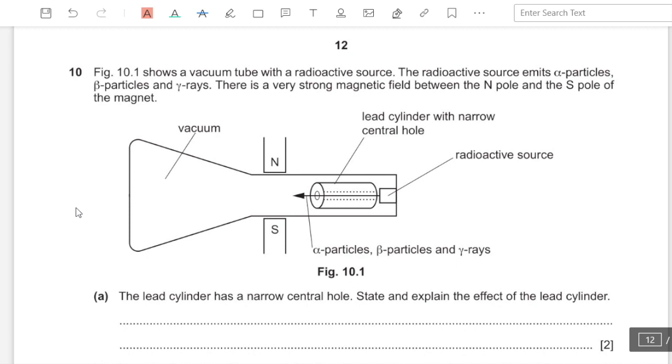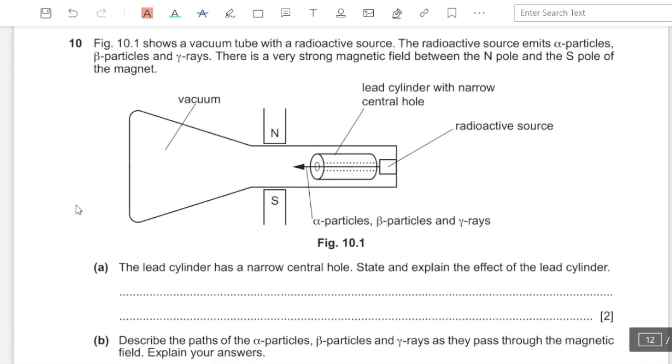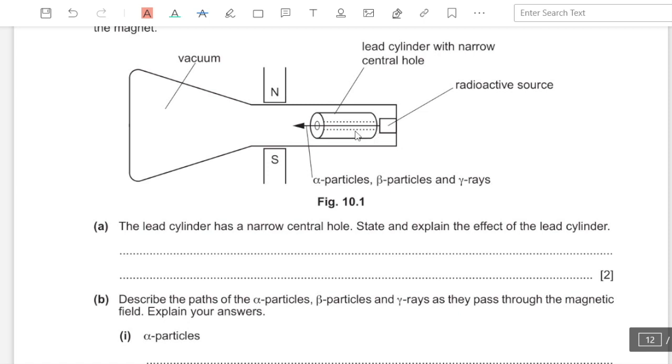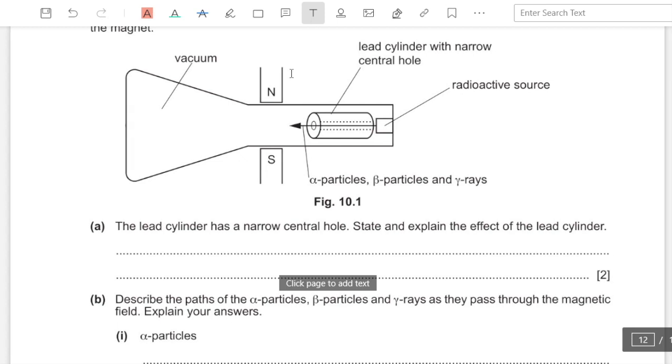Then figure 10.1 shows a vacuum tube with a radioactive source. The radioactive source emits alpha particles, beta particles, and gamma rays. There is a very strong magnetic field between the north pole and the south pole of the magnet. The lead cylinder has a narrow central hole. State and explain the effect of the lead cylinder. Since lead cylinder is impenetrable by most of the radiations, that should mean that it would absorb most of the radiations, and it would only allow the circle over here, which does not have lead, which means that it would direct all of the radiations in one direction. So the lead cylinder over here gives direction.